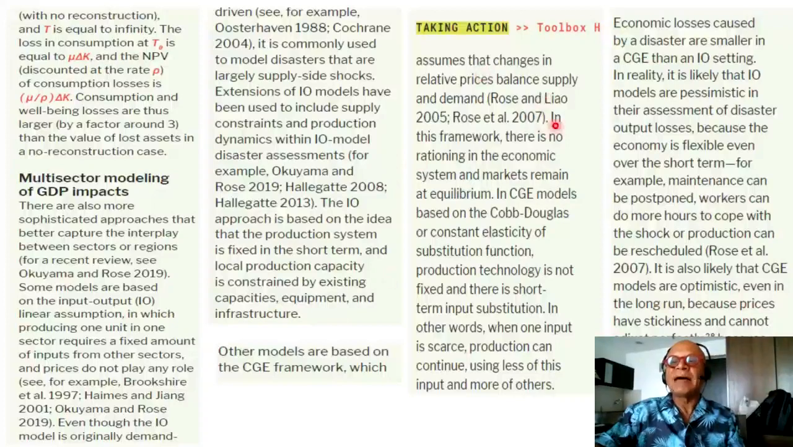assumes that changes in relative prices balance supply and demand. In this framework, there is no rationing in the economic system and markets remain at equilibrium. In CGE models based on Cobb-Douglas or constant elasticity of substitution functions, production technology is not fixed and there is short-term input substitution. These are economic models with economic terminology and jargon. I'm just going through them. If you want more details, you have to follow up on all these extensive references that are provided, but you are understanding what it is saying.